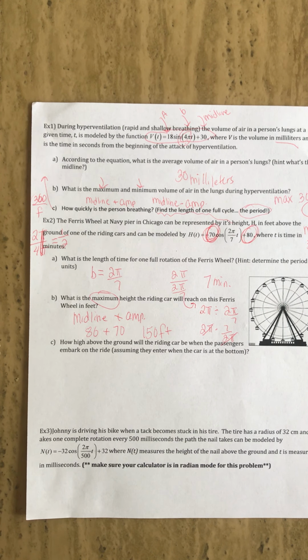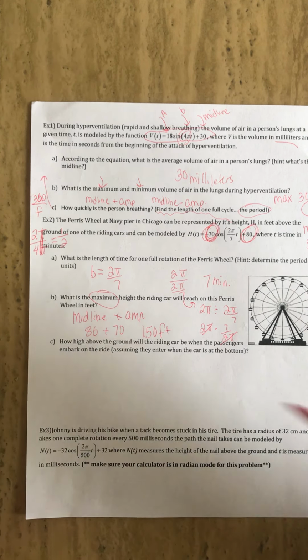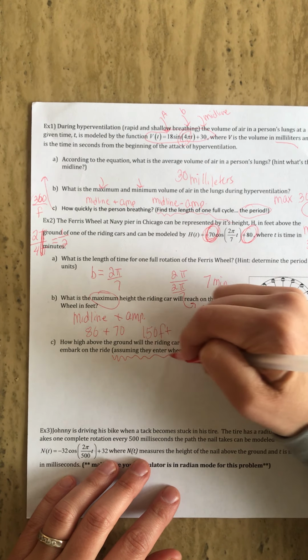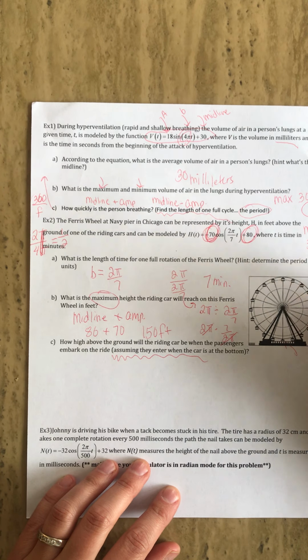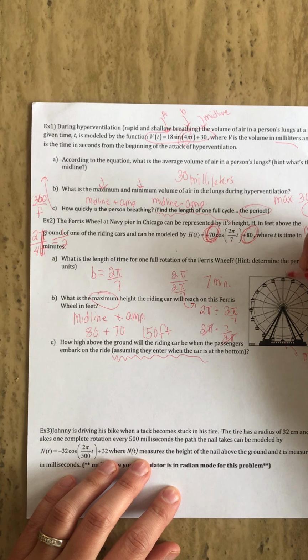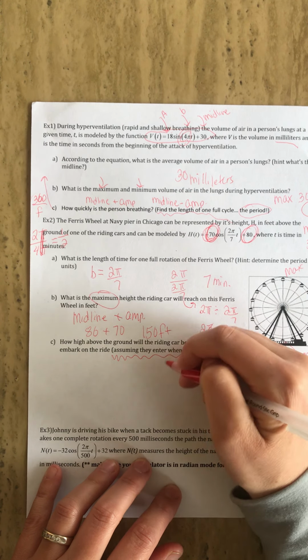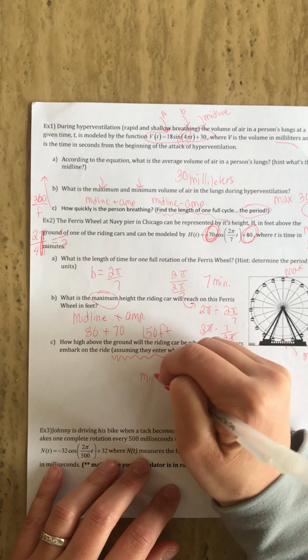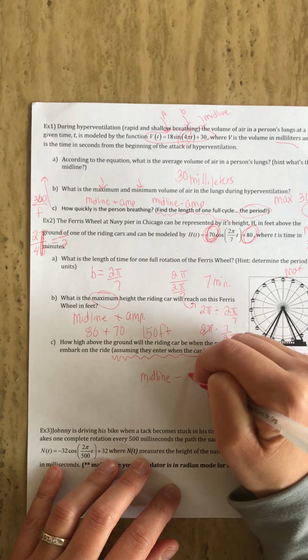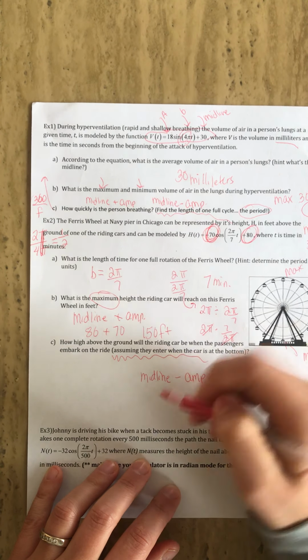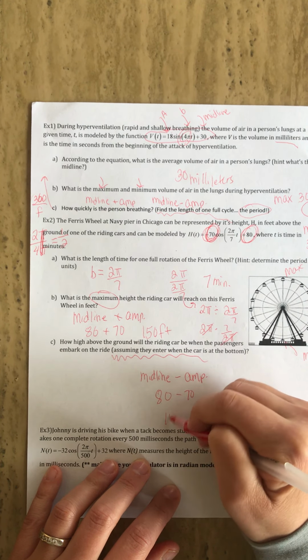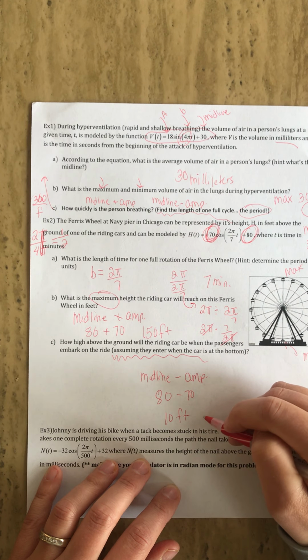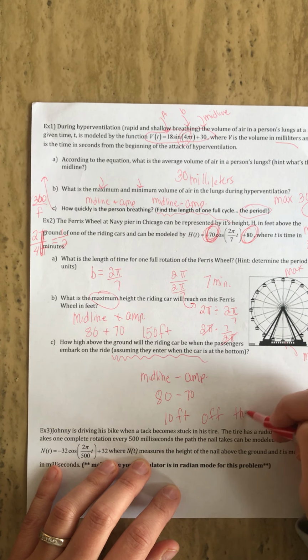And how high above the ground will the riding car be with the passenger? You're going to assume they enter when the car is at the bottom. So when you're talking about the car at the bottom right here, you're talking about the min. This is the max. So the min would be the midline minus the amplitude. So we have 80 minus 70, and we're going to assume that that'll be 10 feet off the ground.